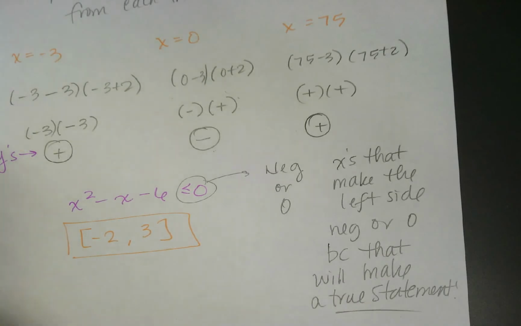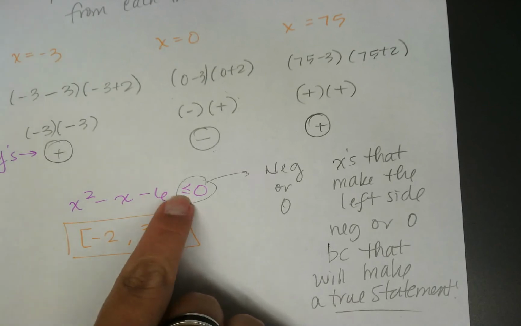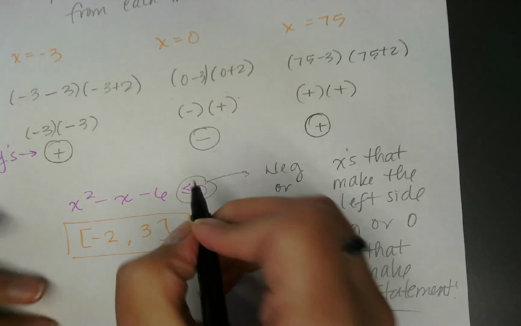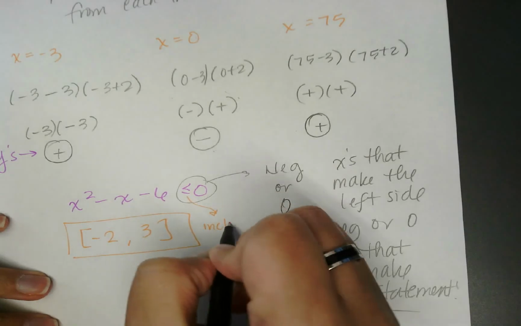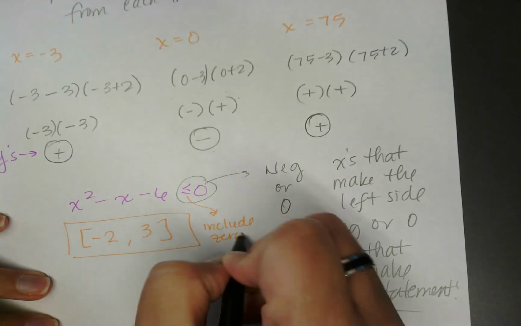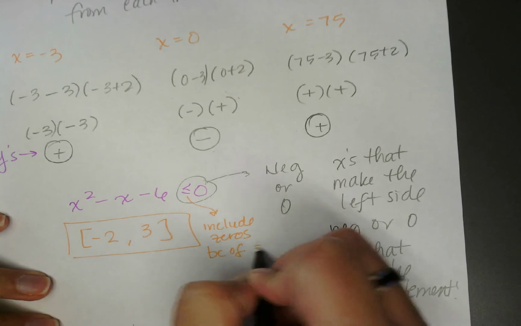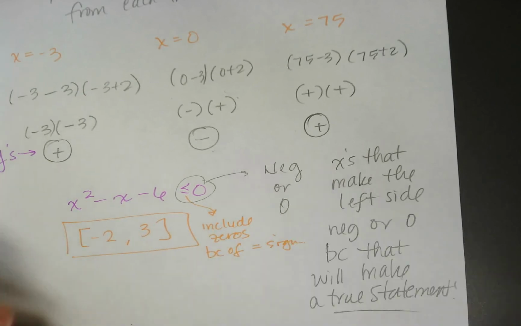You don't clear fractions, you don't factor, you do a sign chart. Annoying sign chart. What are you talking about? Say it again? What equal sign are you talking about? Right here. This guy right here. Oh. Okay. Yeah, so that's what makes it included. So include zeros because of the equal sign. So they're not always included.